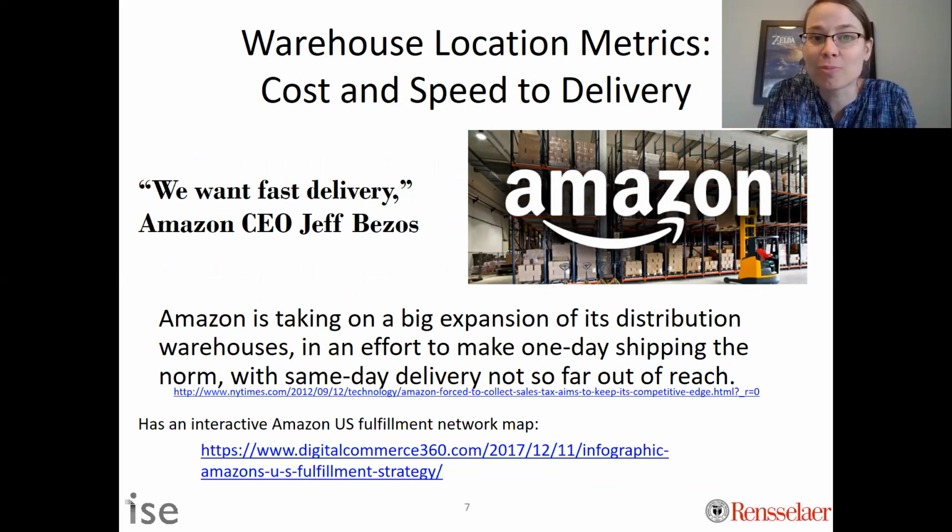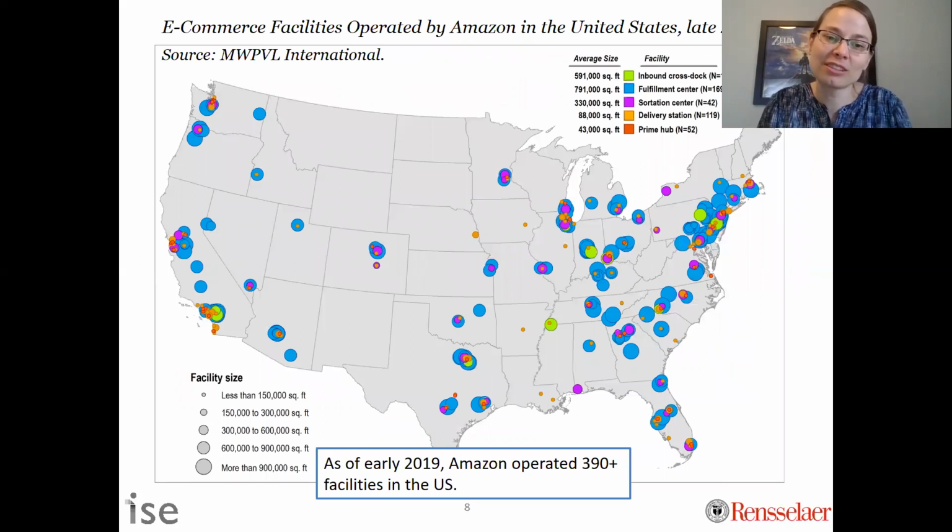And so going back to those two metrics, cost and speed to delivery, Amazon has really taken the approach that they want fast deliveries. And so they're making an effort to have one-day shipping be the norm, same-day delivery not so far out of reach. And their supply chain network, specifically their distribution network, is something that's evolving a lot. And I want you to think, how many distribution centers do you think Amazon has in North America? The correct answer is a lot. So this is as of early 2019, they operated over 390 facilities in the US.